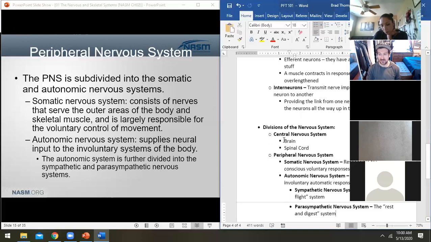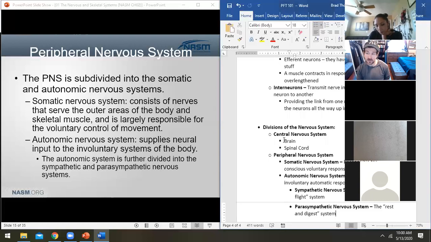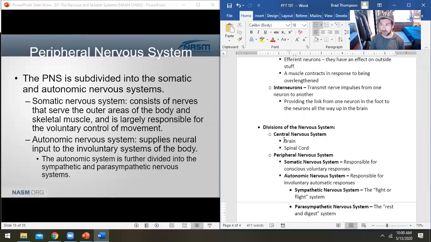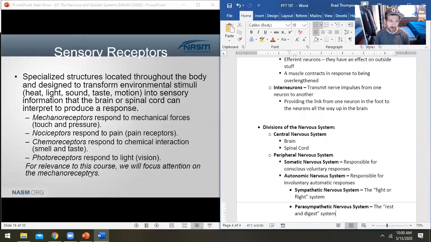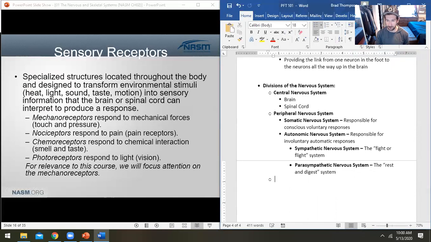So you can think of it as your sympathetic nervous system amps you up and your parasympathetic nervous system calms you down. So how's everybody feel about that so far? Pretty good? Yeah, that was nice.